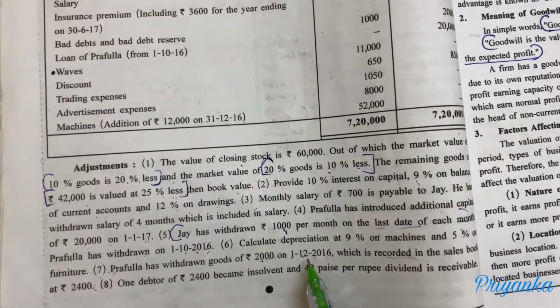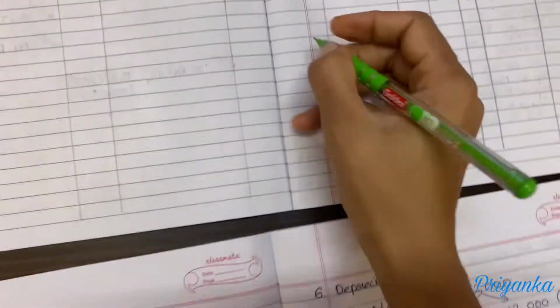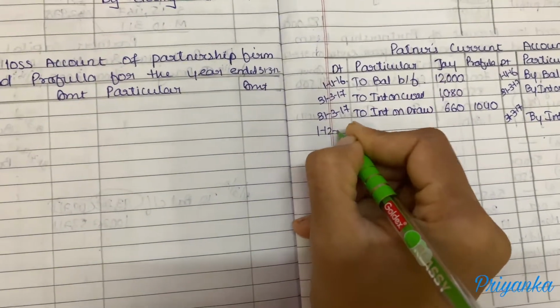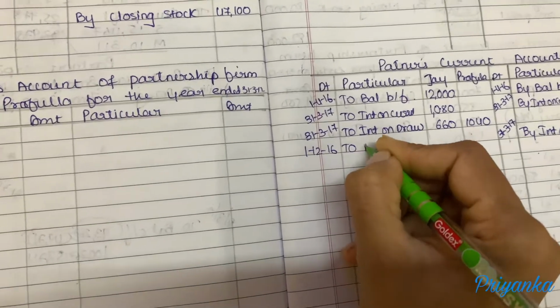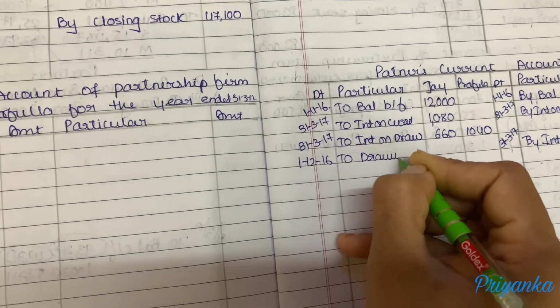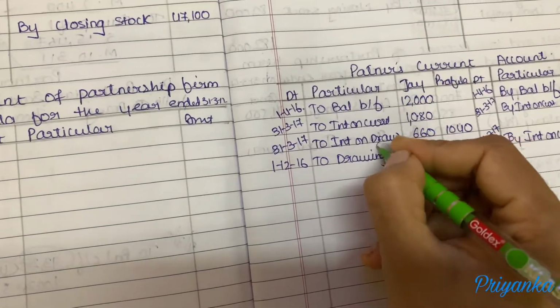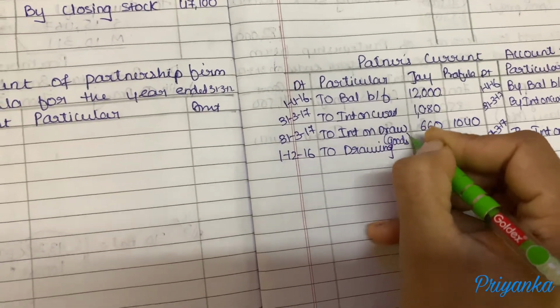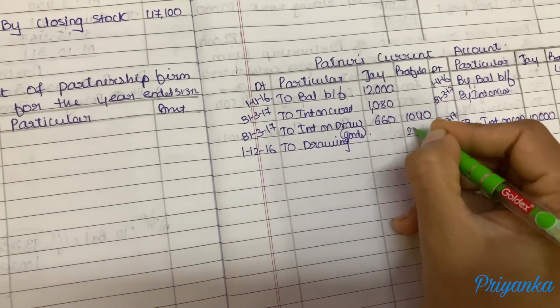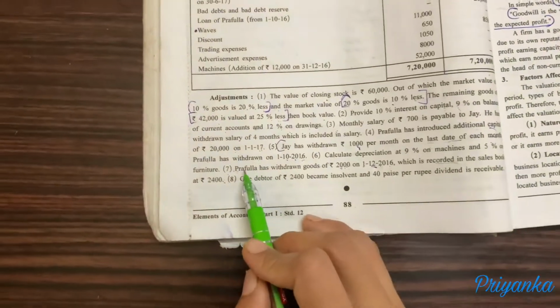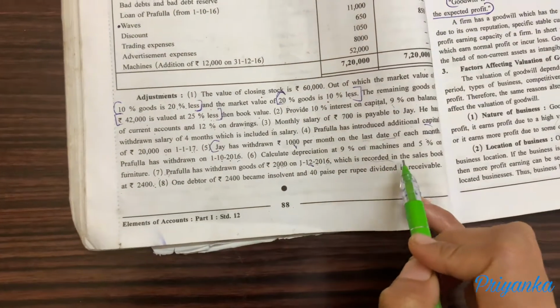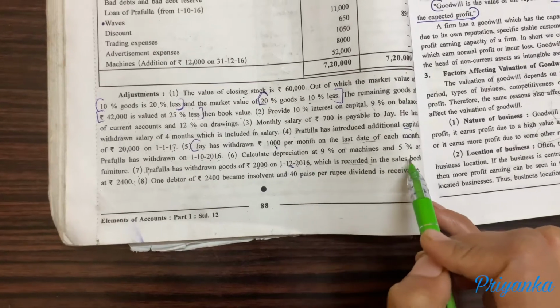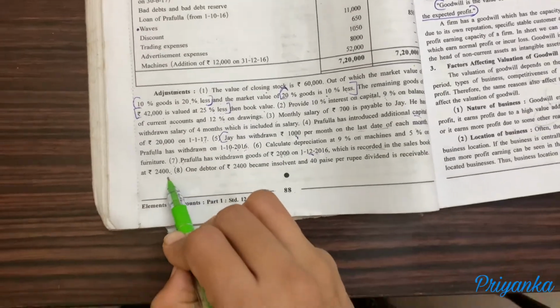Let's complete it first. First take the date over here, 1/12/2016, and write down drawing, as goods have been withdrawn by Prafulla. So just write down the amount and the name in the column of Prafulla. And it is also written that it is recorded in the sales book at rupees 2400.